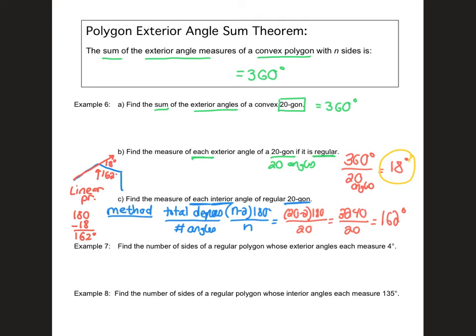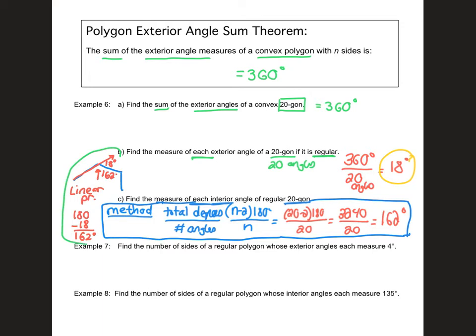So again, the first method really goes back to finding the total degrees in the polygon and then dividing by the number of angles if it's regular. Our second method really starts with finding the one exterior angle and using that exterior angle to find the interior angle. And again, this works as long as the polygon is regular.